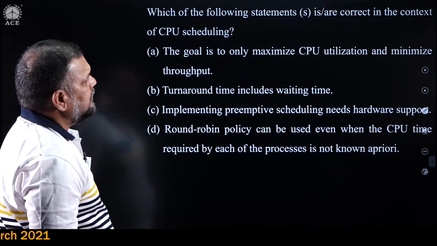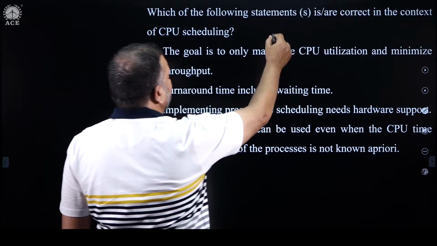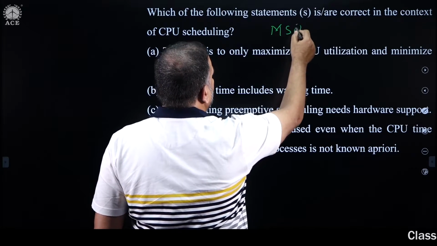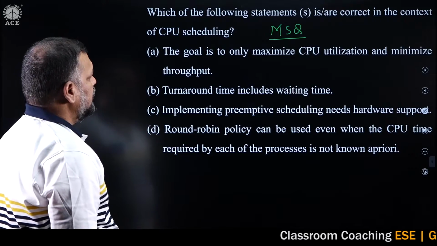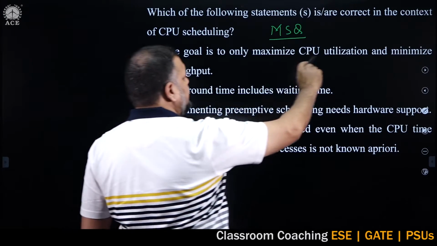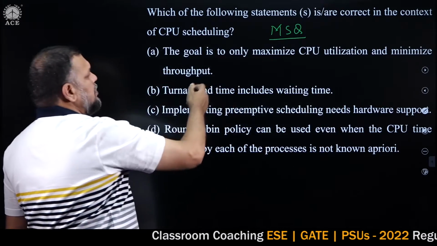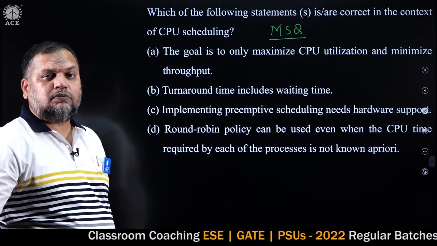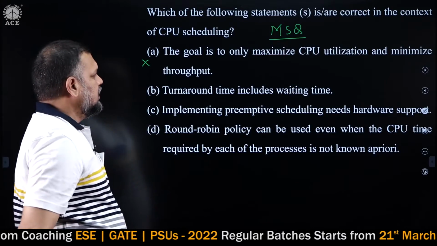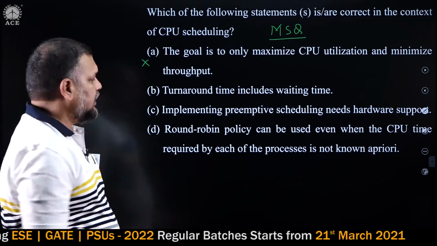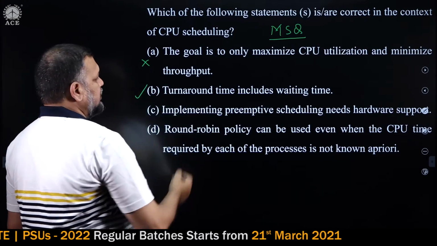Which of the following statements is or are correct in the context of CPU scheduling? Again MSQ. So many questions in MSQ in operating systems. The goal of CPU scheduling, is it to maximize CPU utilization and minimize throughput? No, maximizing CPU utilization will result in maximization of throughput. Contradictory statement, false. Turnaround time naturally includes waiting time, correct by definition.